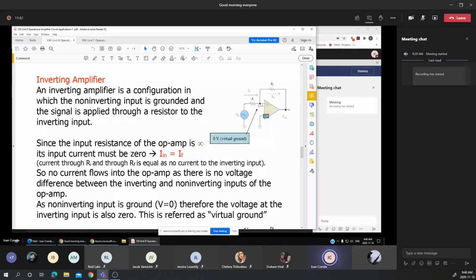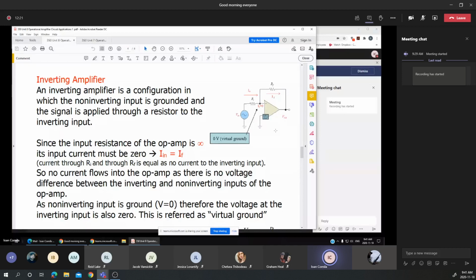Again, we'll discuss the input impedance for an inverting amplifier or a non-inverting amplifier. But at this point, remember that the input impedance between the non-inverting and inverting input is very high. That means that at the inverting input there is a virtual ground, due to the very high impedance between the two inputs, the inverting and the non-inverting input.